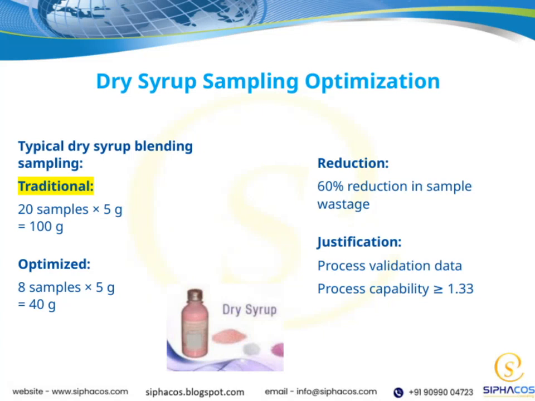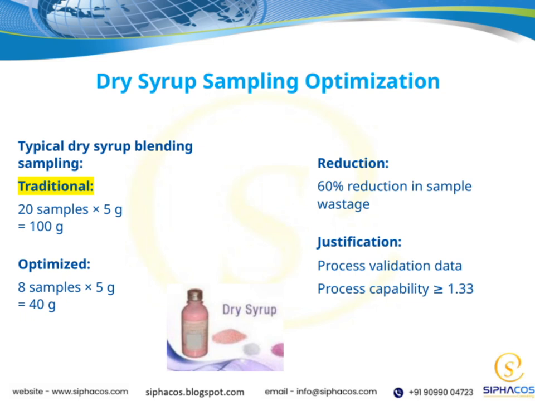On this slide, I want to highlight a significant achievement we've made in reducing waste. We've managed to cut sample wastage by 60%, which is a substantial improvement. This reduction is backed by our process validation data, ensuring that our methods are reliable and consistent. Additionally, our process capability is now at or above 1.33, indicating a highly capable process that produces quality results within specifications.